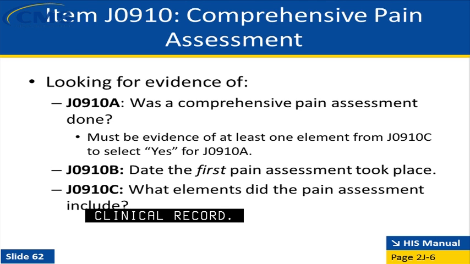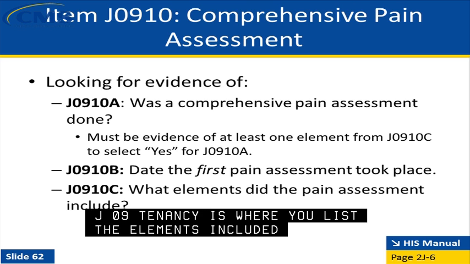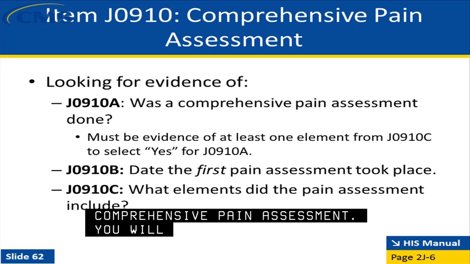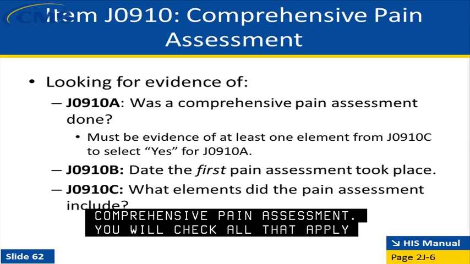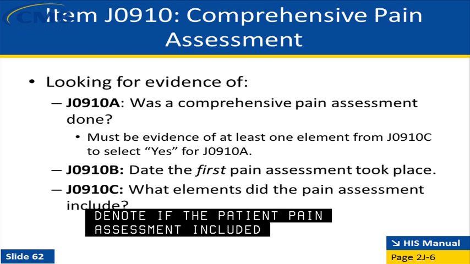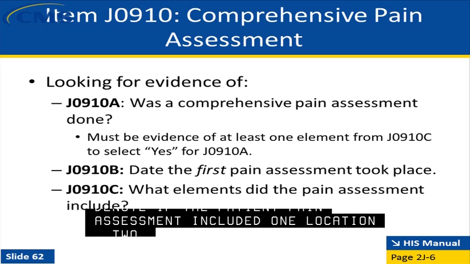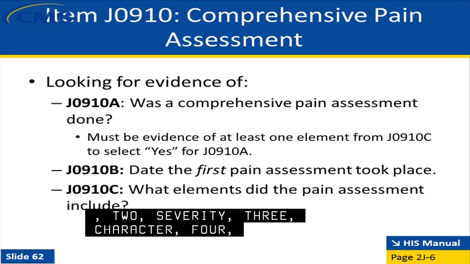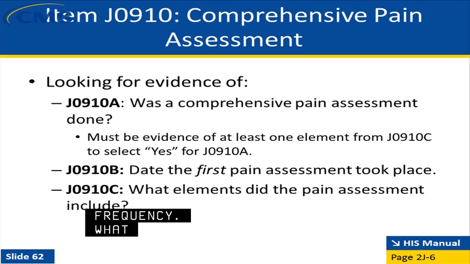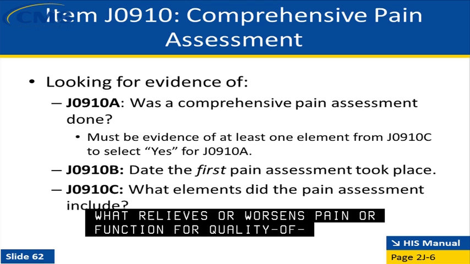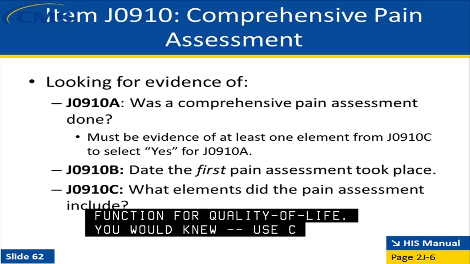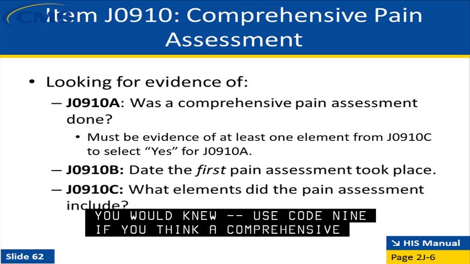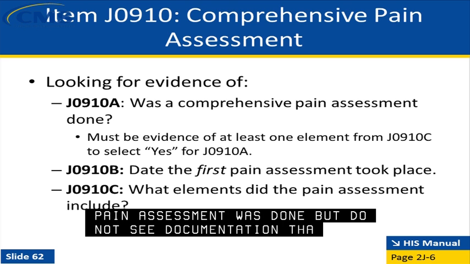J0910C is where you list the elements included in the comprehensive pain assessment. For J0910C, you're going to check all that apply to denote if the patient's pain assessment included 1, location, 2, severity, 3, character, 4, duration, 5, frequency, 6, what relieves or worsens pain, or 7, effect on function or quality of life. You would use code 9, none of the above, if you think a comprehensive pain assessment was done, but do not see any documentation that any of the above characteristics 1 through 7 were included in the pain assessment.